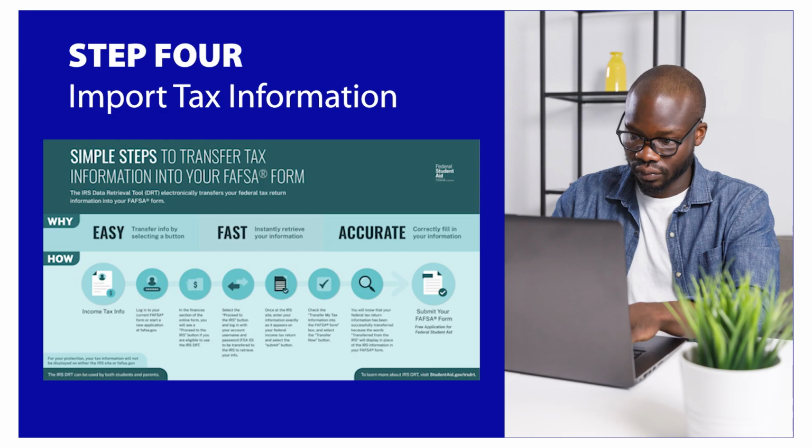Step 4, import your tax information. This is one of the easiest parts. You'll be prompted to use the IRS Direct Data Exchange, which lets you securely transfer your tax info straight from the IRS. No need to type in numbers manually. You will provide consent and approval so the IRS can transfer federal tax info directly into the FAFSA. This is required for aid eligibility and doesn't make you responsible for costs.